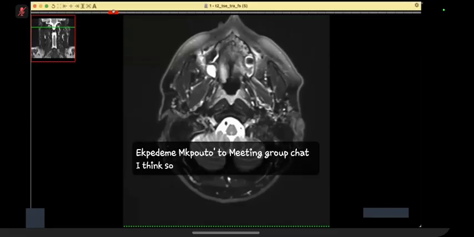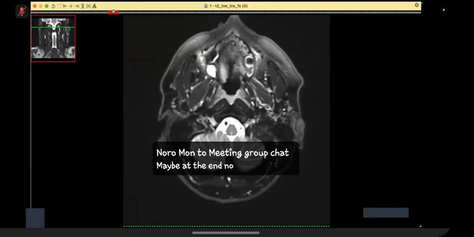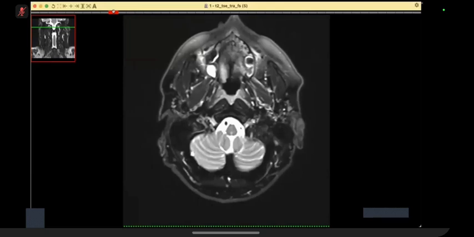Please look at the parotid glands. Yeah. On review of the parotid glands, I can see multiple foci of high signal in symmetrically enlarged glands.